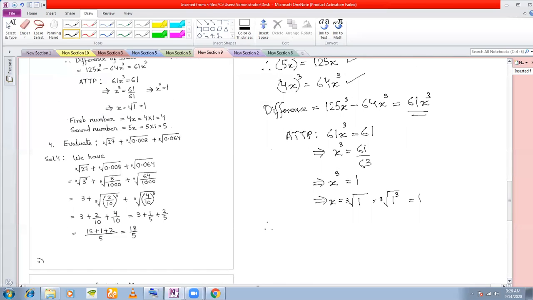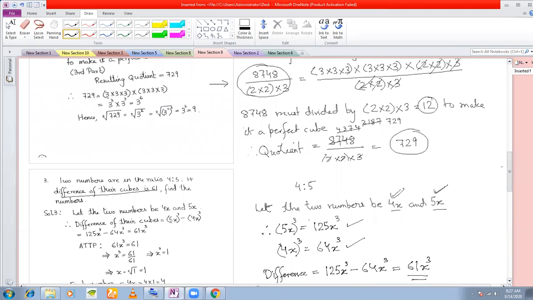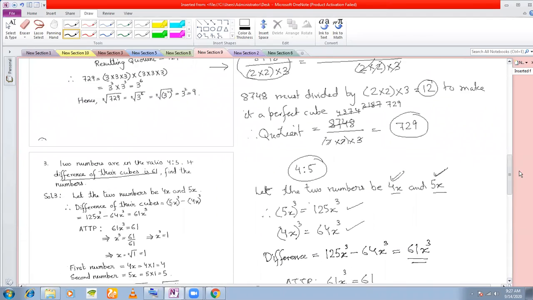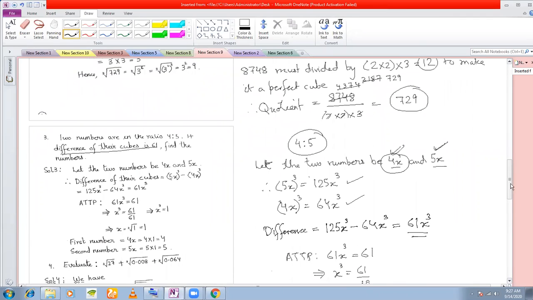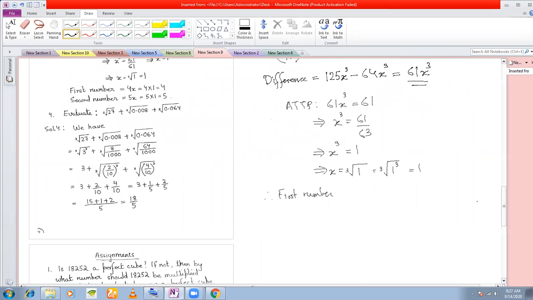So what is the first number? Numbers were in the ratio 4:5, right? Numbers were in the ratio of 4:5. So the first number, we assumed to be 4x. So we write the first number 4x. First number is equal to 4x and the value of x we have found as 1. The first number is 4.